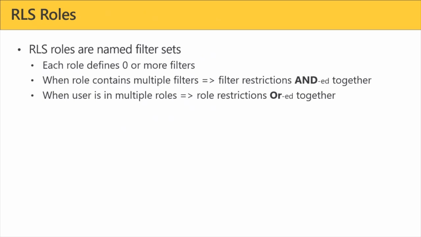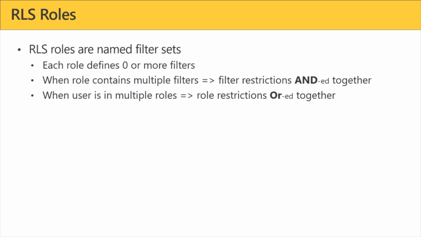Now, if you have a role that has multiple filters, state equals Florida, year equals 2020, what's going to happen is that you're going to get the rules ANDed together. So you'll see less. Each time you put another filter in, it's going to be more restrictive and take data away from the users that are in that role.